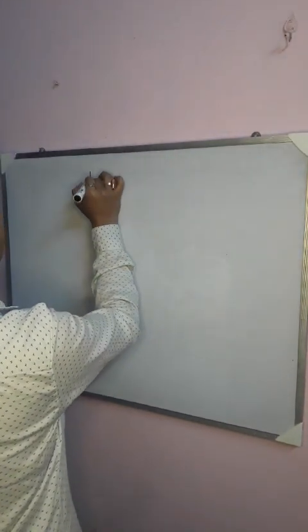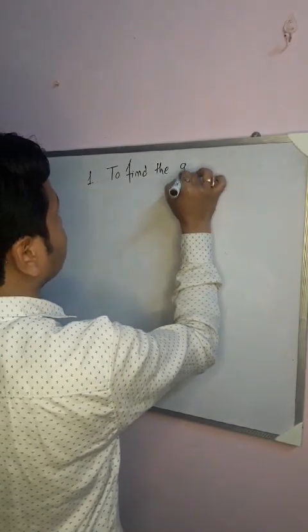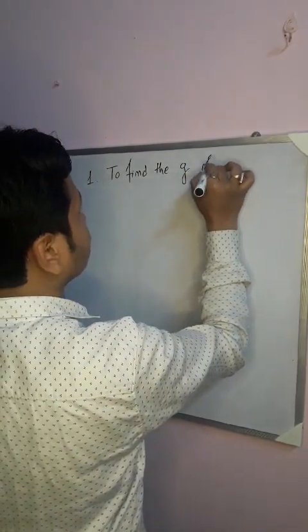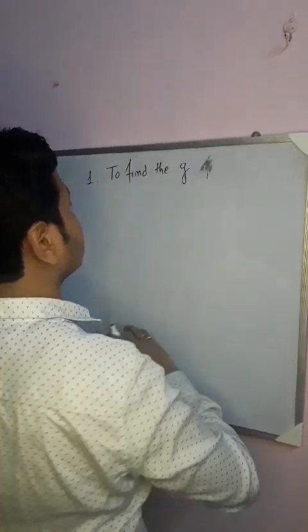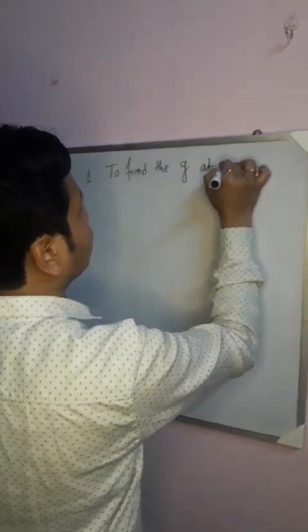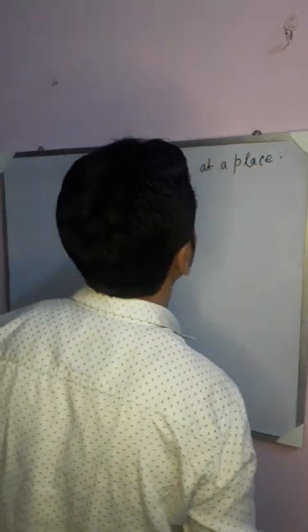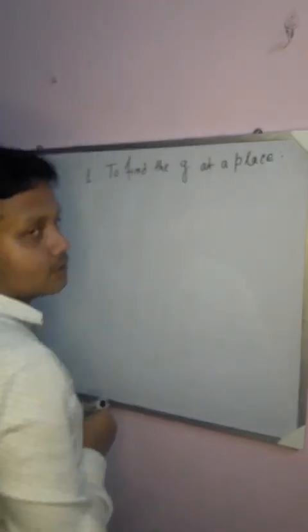So we can use it in order to find out the acceleration due to gravity. Okay, the first use is to find the g of a place. To find g at a place, that means in order to determine the acceleration due to gravity at a particular place, we can use this.